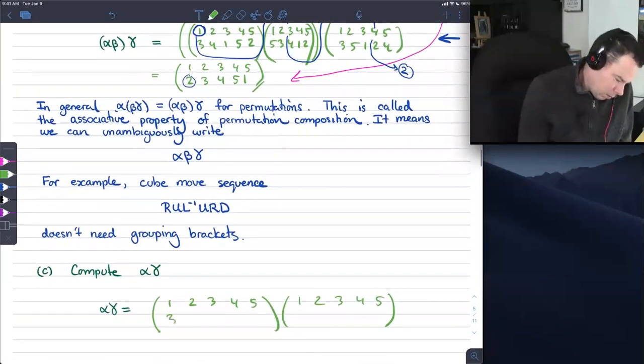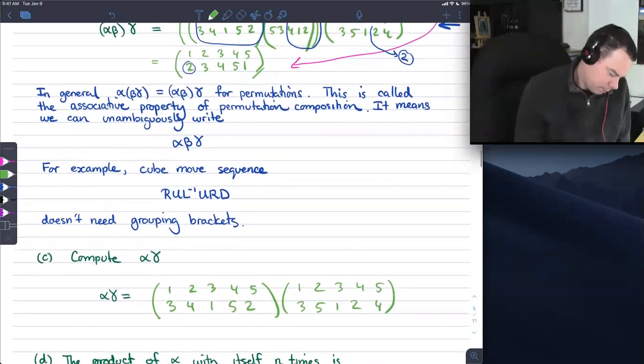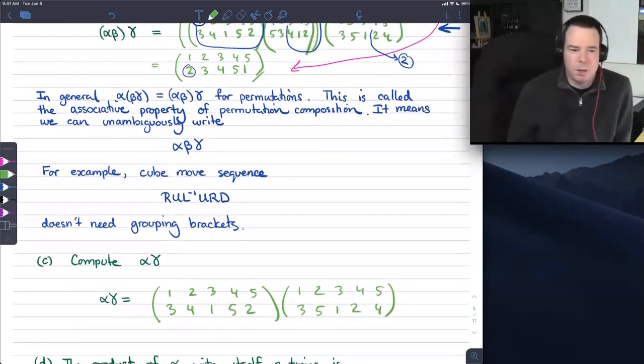See if I can copy down alpha from above. 3, 4, 1, 5, 2 was alpha, and gamma is 3, 5, 1, 2, 4. So go ahead and compute that product and let me know what you get for the last line of it.